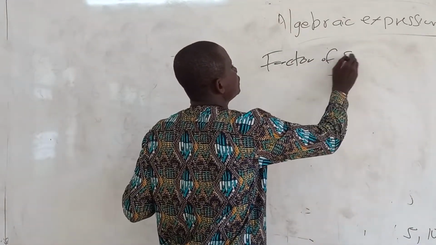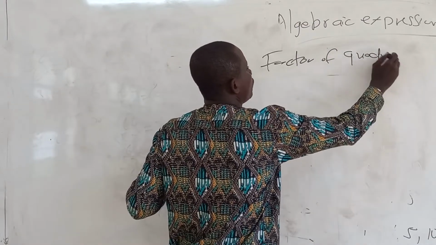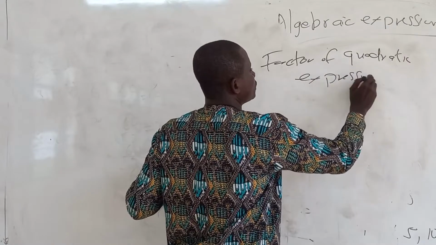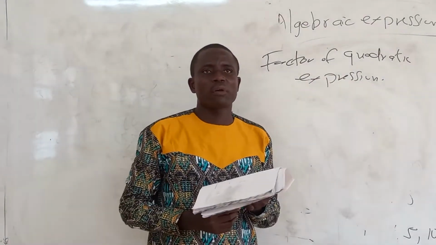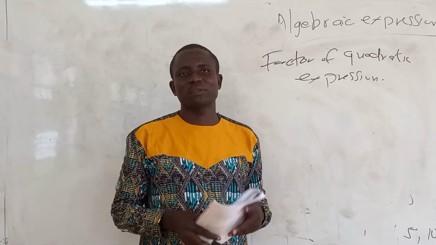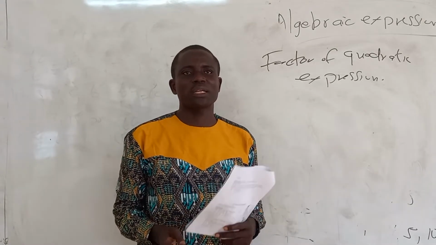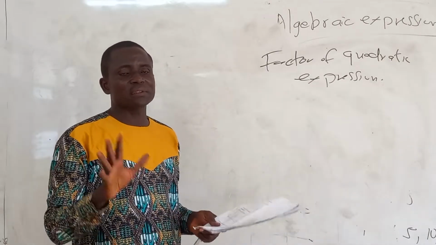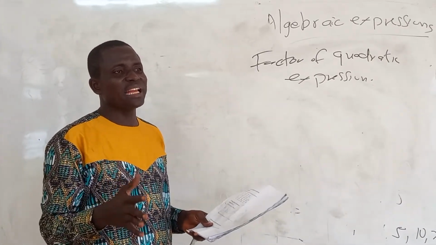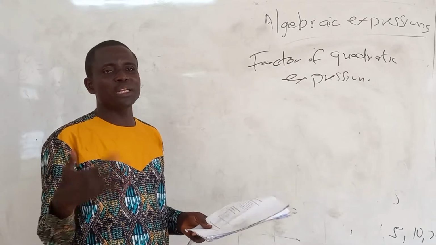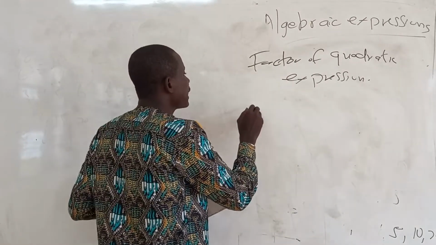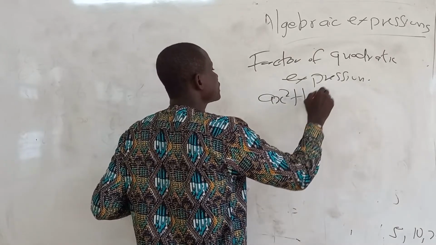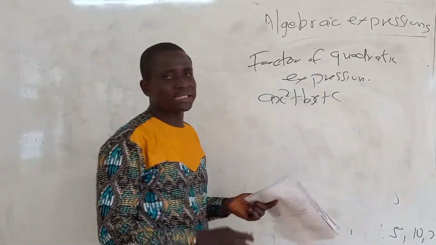Factorization of quadratic expressions. When you talk of a quadratic, what does that mean? A quadratic equation is an equation that has a maximum exponent of 2. If I'm having something of the form ax squared plus bx plus c, this is a quadratic expression.